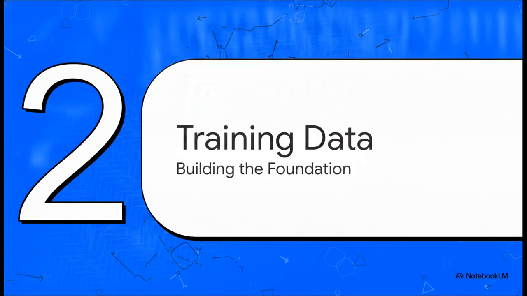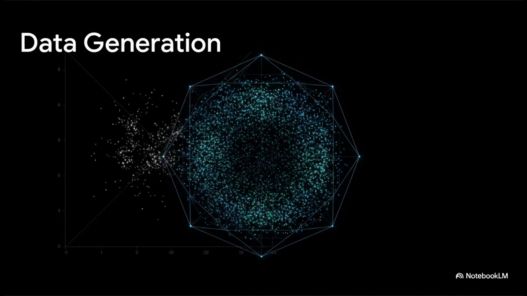Section 2. Generating the training data. Building the foundation. A neural network is only as smart as its training data, right? To build a rock-solid foundation, the researchers generated 10,000 unique material samples. They used a really clever quasi-random technique called Sobel sequence sampling.